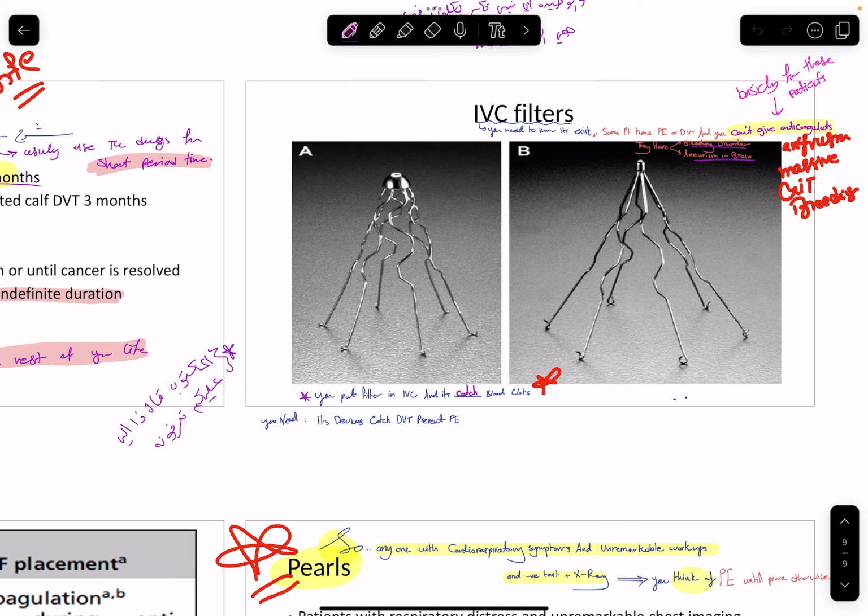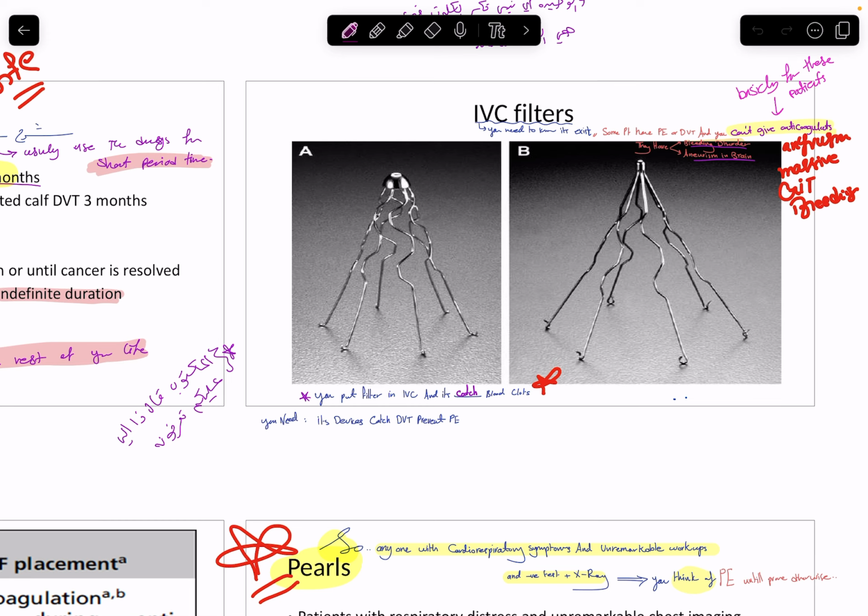You've heard of IVC filters? So IVC filters, some patients, you can't anticoagulate them. He has cancer, he has a brain tumor, you put him on blood thinners, he's going to bleed in his brain tumor, or he's bled in his brain tumor before, or he has recurrent GI bleeds. So basically for these patients, what we do is we put a filter in their vena cava.